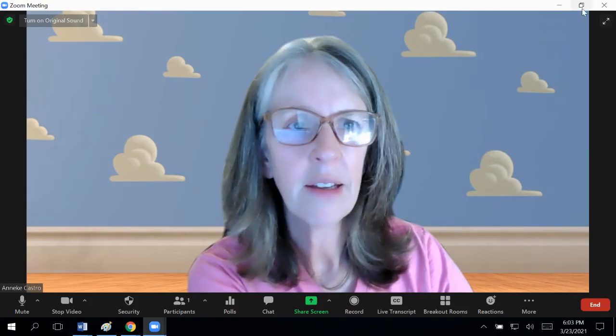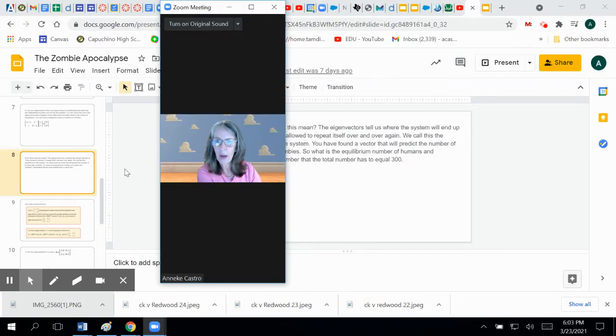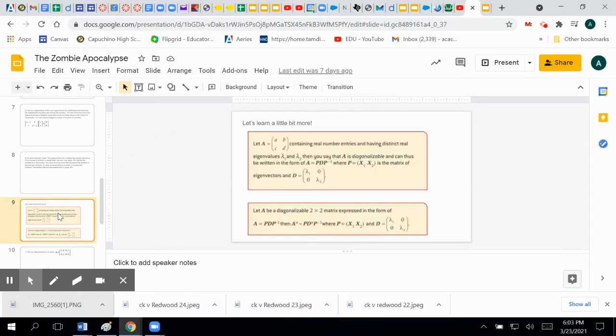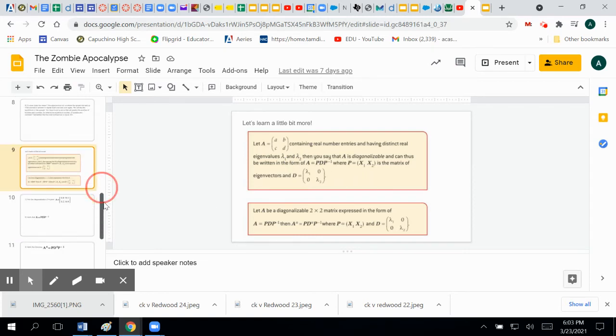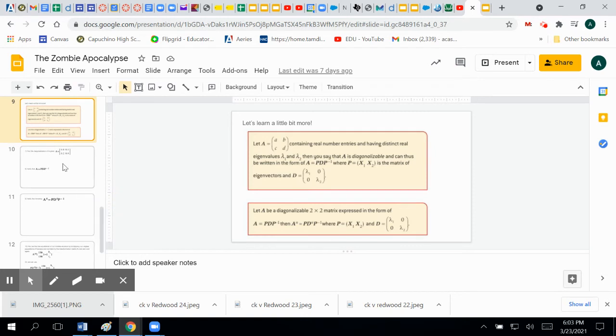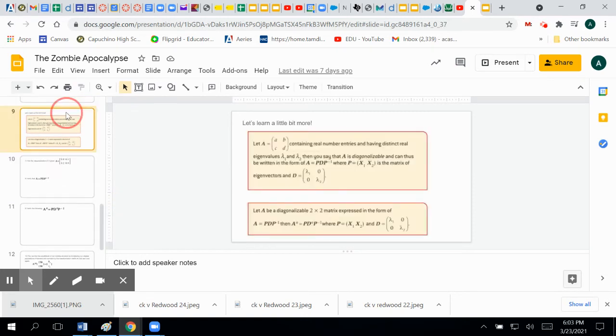Okay, so let's go back to the slideshow. So now the next thing is we can take this a little bit further, and it's asking you to learn about something called diagonalization. And I had to watch a whole bunch of videos to figure out what they were talking about.